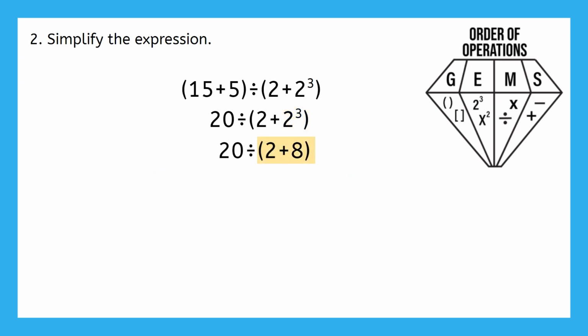Next, we're going to add 2 plus 8, and that gives us 10. Bring down this first part of the expression, and we're left with 20 divided by 10, which equals 2. We've reached our final answer.